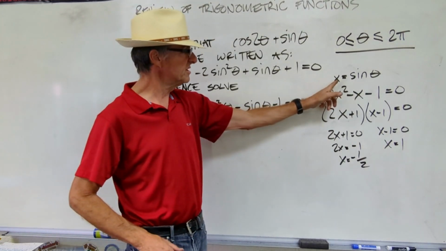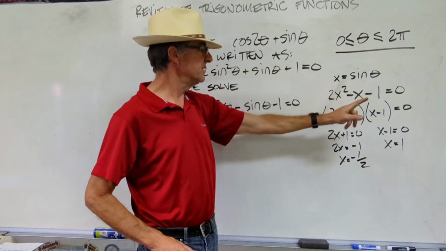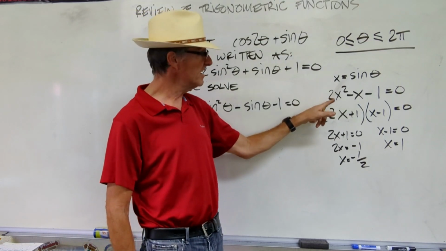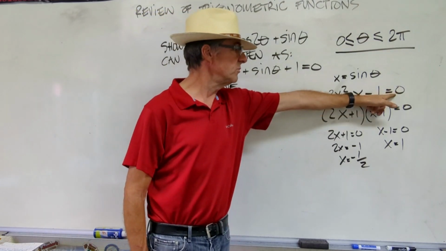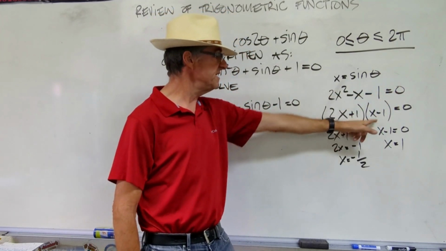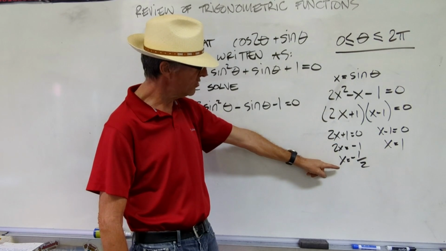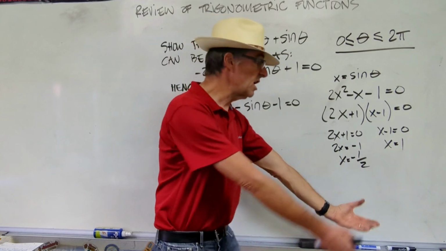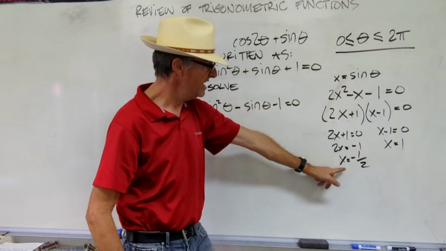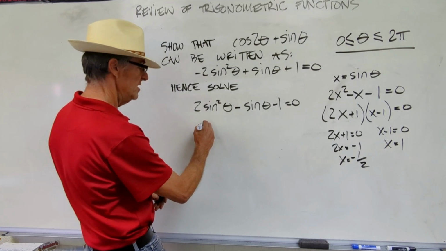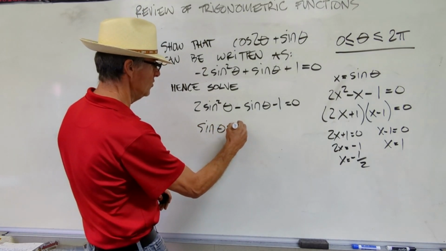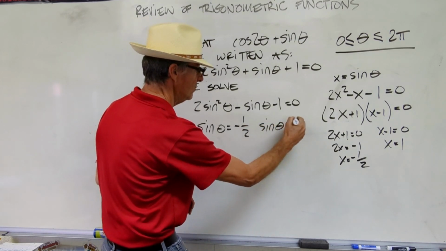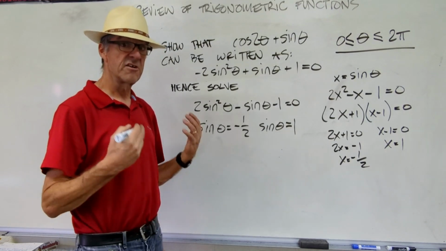So what we do is we let x be sine theta, because then we can substitute in x wherever you see sine theta, and that gives us the quadratic 2x squared minus x minus 1 equals 0. I can factor that down to this, and then finally I can solve each of the mini equations, and I get x equals negative 1/2 and x equals 1. So now I can substitute sine theta back in for x, and I have sine theta equals negative 1/2, and sine theta equals 1. So now we can find our thetas.